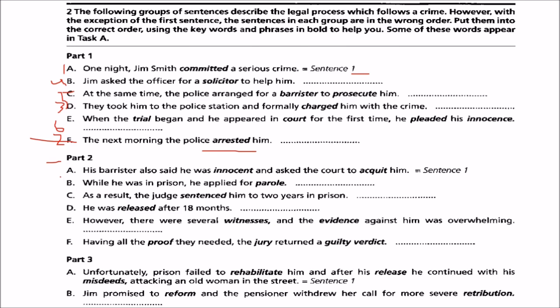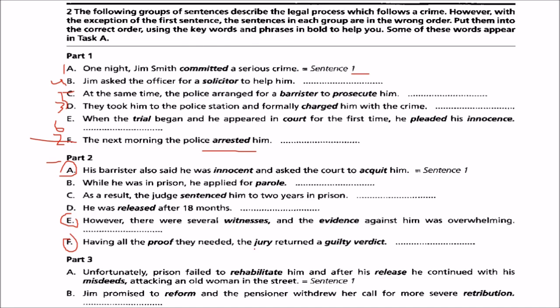First is his barrister also has said he was innocent and asked the court to acquit him. Sentence 1. Then we'll use however. There were several witnesses, and the evidence against him was overwhelming, was too much. Then we come to F.